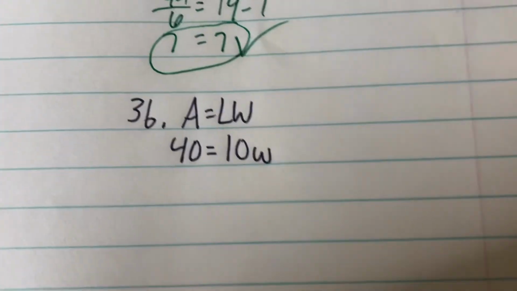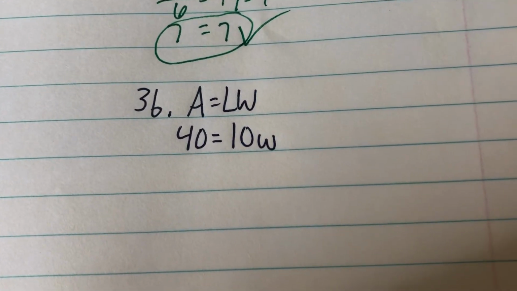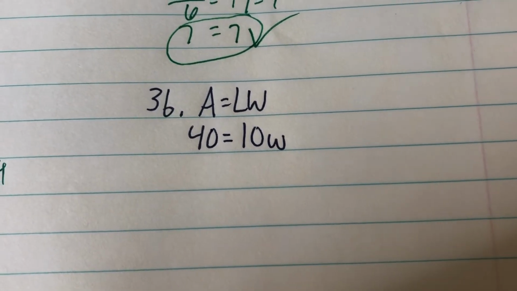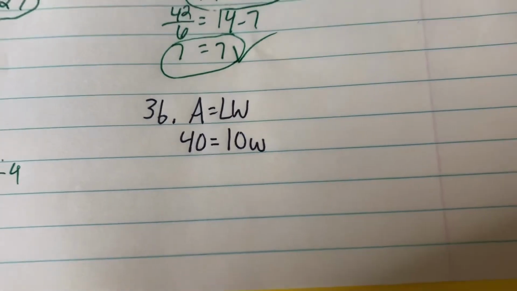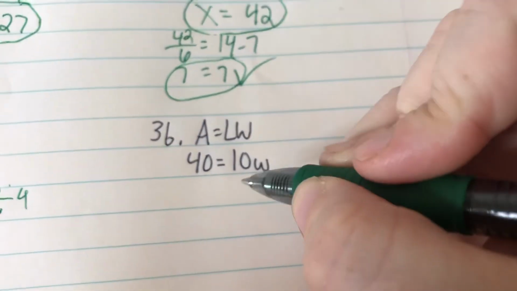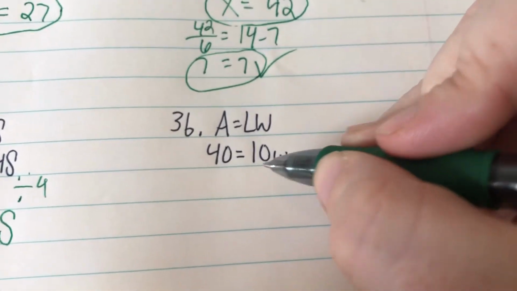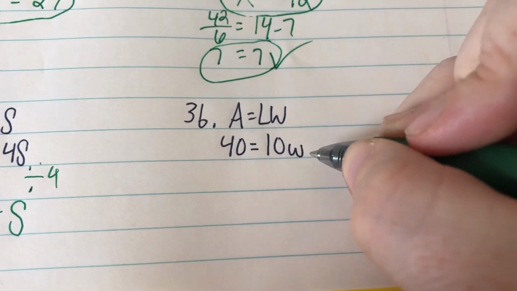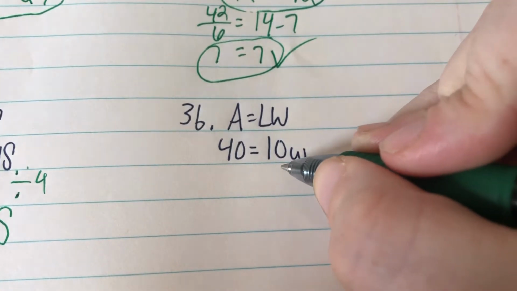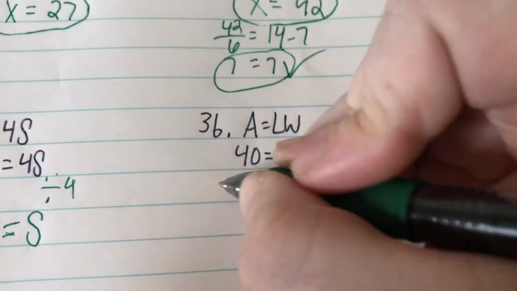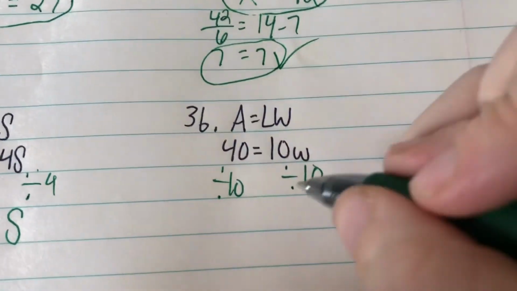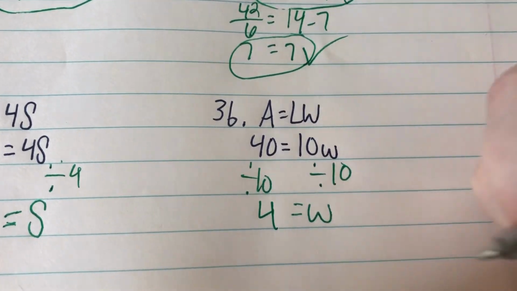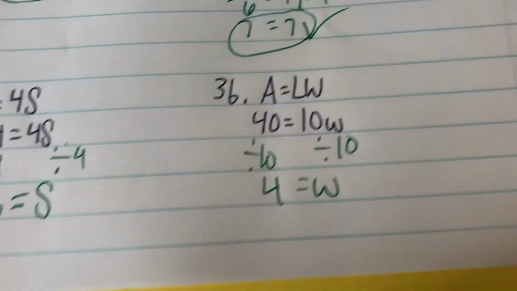On B, it gives us an area of a rectangle question, and it tells us that the area is 40 and that the length is 10. So our area formula is length times width. So 40 equals 10 times width. Well, to get W, or the width by itself, we have to divide each side by 10. So divide by 10, divide by 10. So W equals 40 divided by 10, which is 4. So the width is 4.